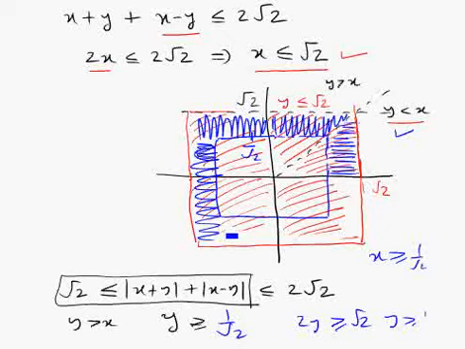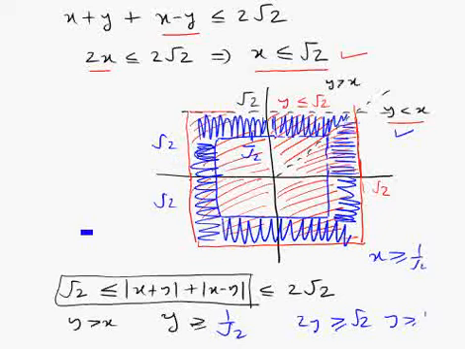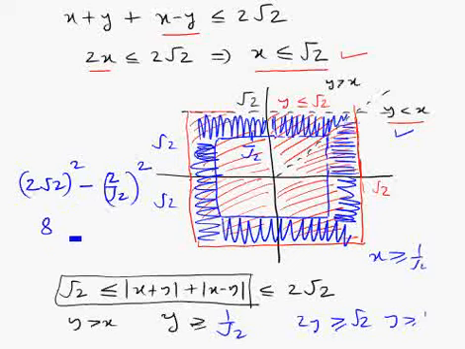So you can see the inequality is representing the area between two squares: the inner square with side length root 2, and the outer square with side length 2 root 2. If you have to find the shaded area, the area of the outer square is (2 root 2) squared, because the formula is side squared, minus the area of the inner square, that is (root 2) squared. So it is 8 minus 2, 6 square units.